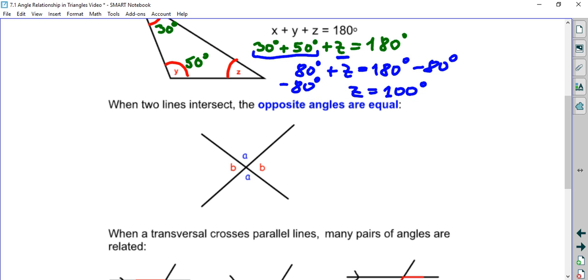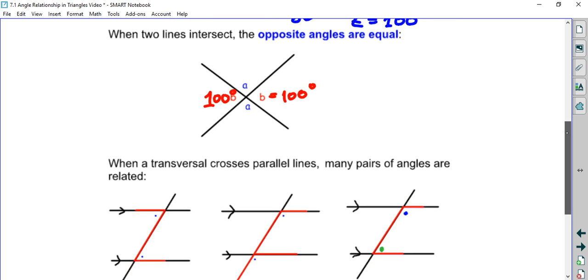If we were to change it, let's say our angle B on this side is 100 degrees. I know right away that the angle on the other side is also going to be 100 degrees. Very useful tool as well.